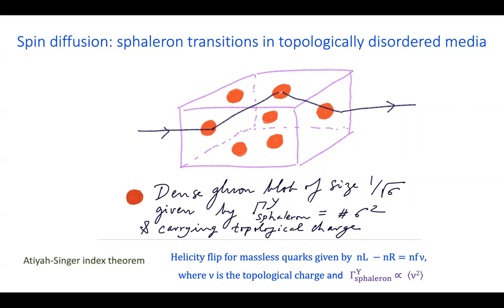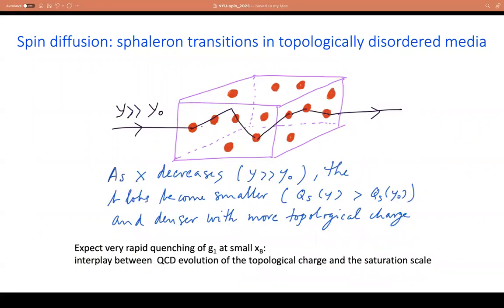And so these blobs also carry some topological charge. By the index theorem, we know that the helicity flip, the difference, is proportional to the topological charge, and the root mean squared of that is related to the sphaleron transition rate. The more sphaleron transitions you have at higher and higher temperatures, if you like, the larger the topological charge.